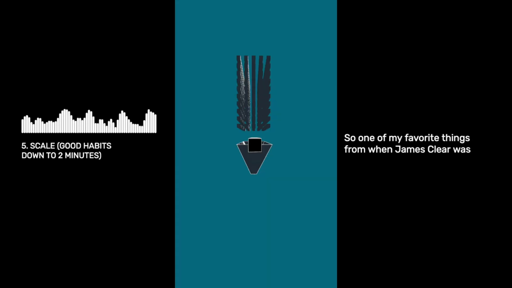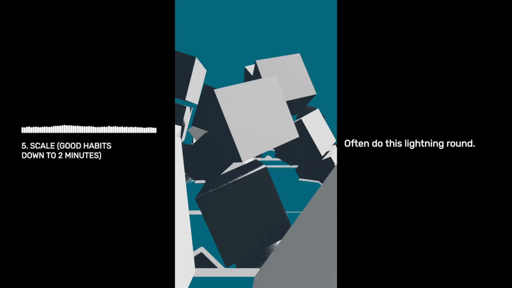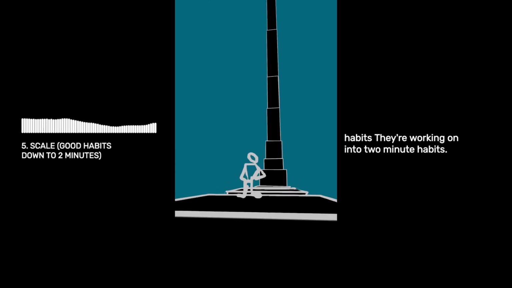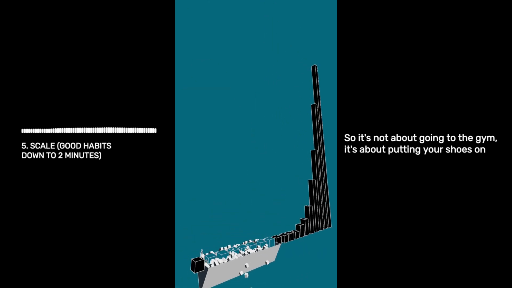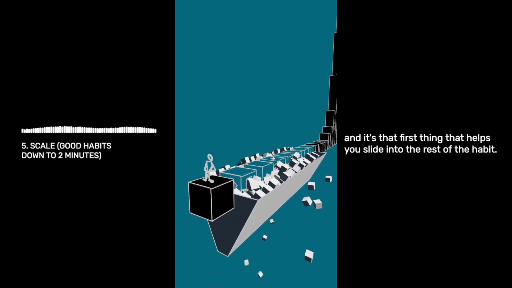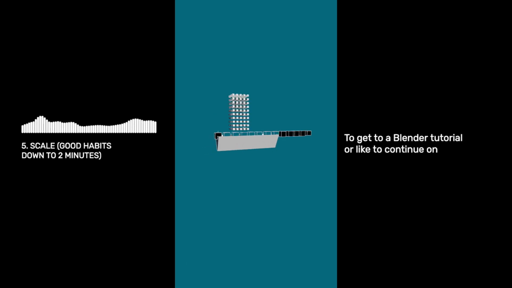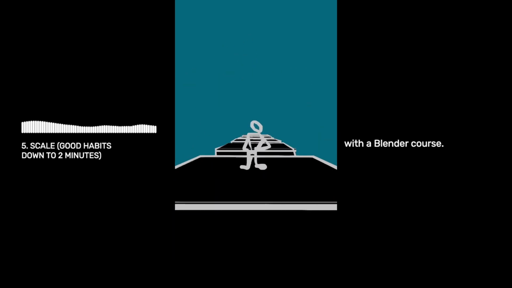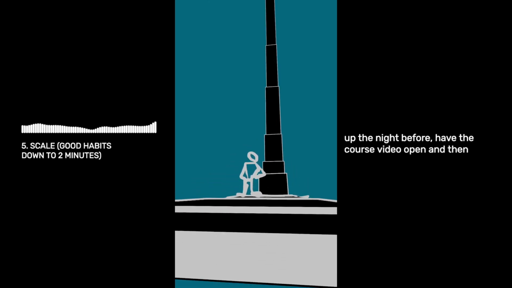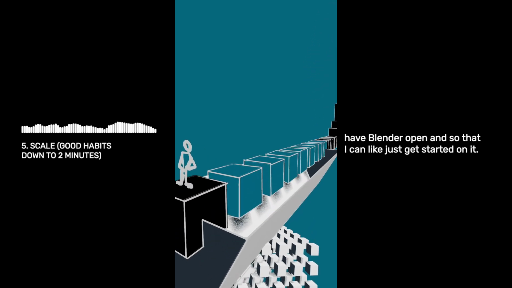So one of my favorite things from when James Clear was doing interviews on all these different podcasts was he'd often do this lightning round. The host would ask him to break down a few habits they're working on into 2-minute habits. So it's not about going to the gym, it's about putting your shoes on. And it's that first thing that helps you slide into the rest of the habit. Right now I'm trying to remove the friction in the morning to get to a Blender tutorial or continue on with a Blender course. And for the most part, this really means just setting my computer up the night before, have the course video open and then have Blender open, so that I can just get started on it.